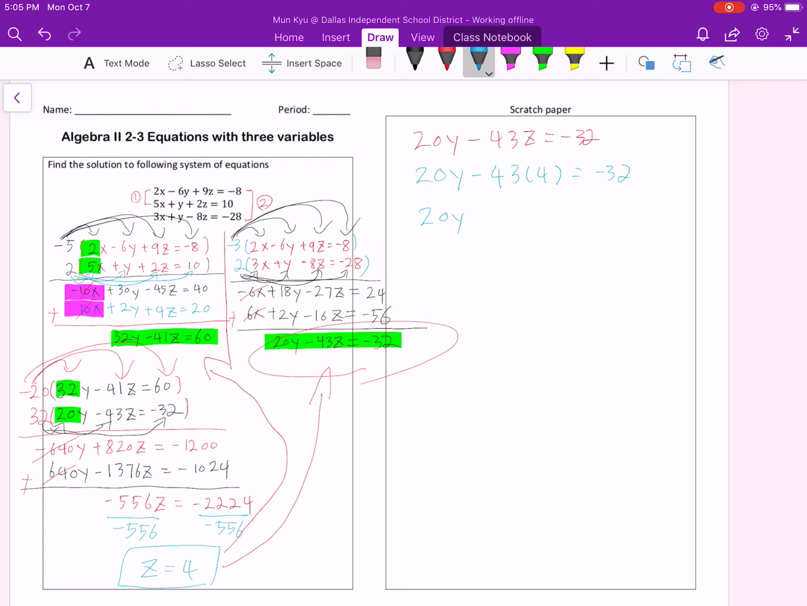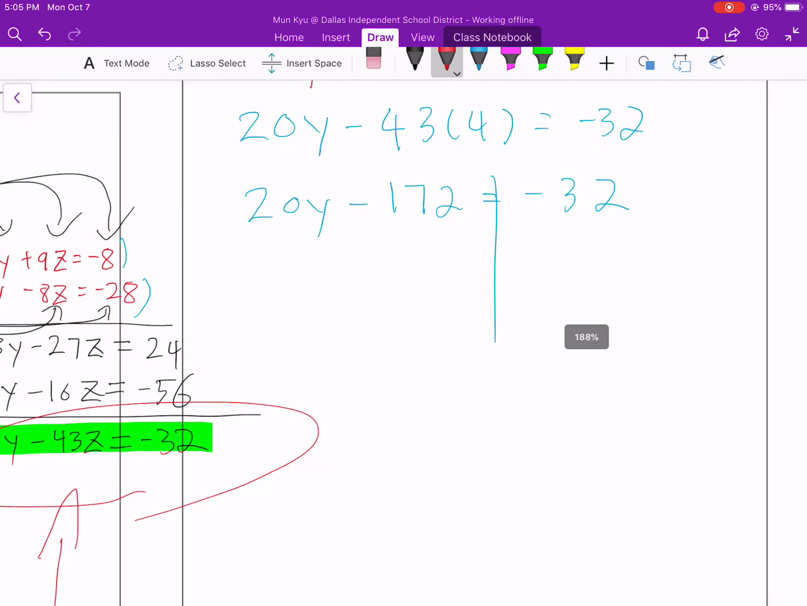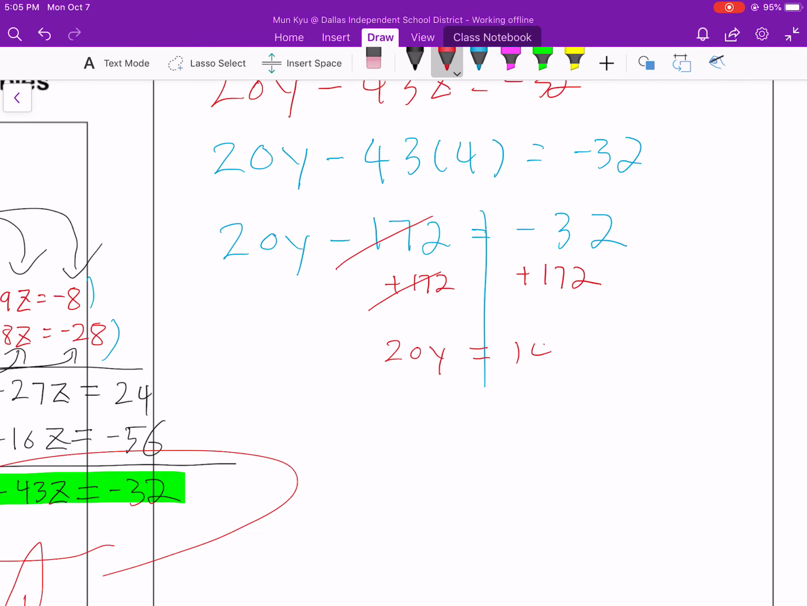Now, negative 43 times 4 is going to be negative 172 equals negative 32. Let me zoom in because we are taking too much space here. And simple, plus 172 on both sides. This will cross out, and you'll get 20y is equal to 140. And if you divide by 20 on both sides, you will get y equals 7.